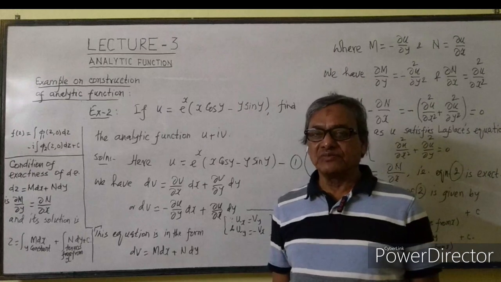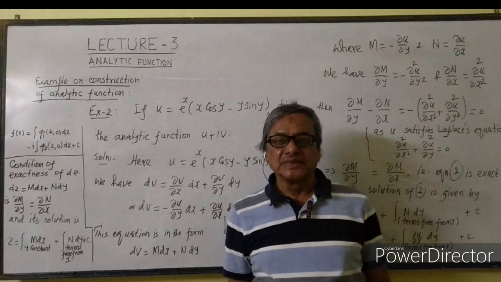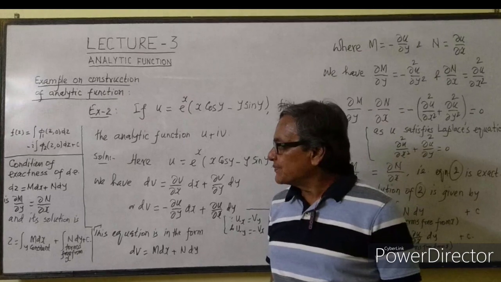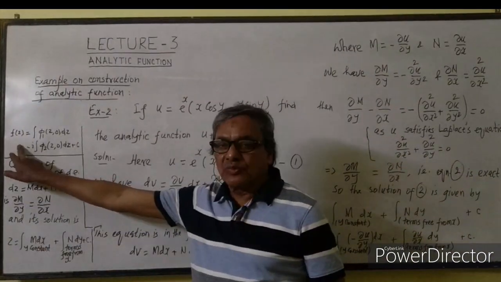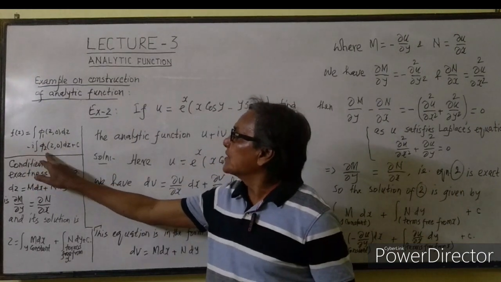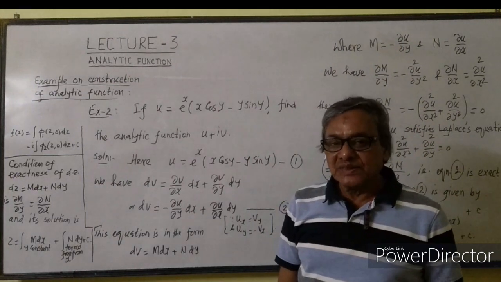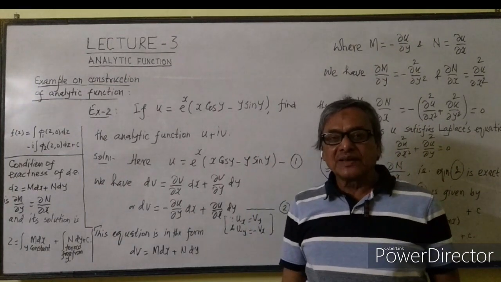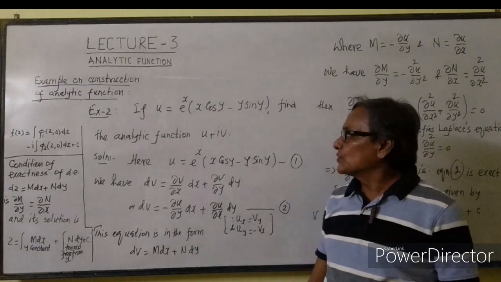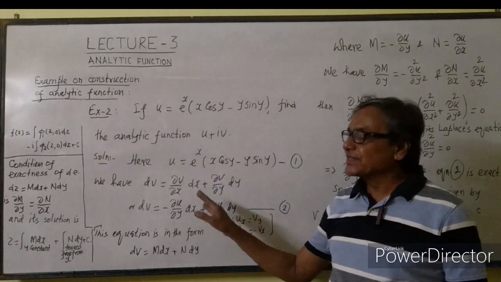In this session, we are going to solve another type of problem based on construction of analytic function. The first type of problem we have already done in lecture 2, in which we utilized the direct formula f(z) equal to integral phi 1(z, 0) dz minus i times integral phi 2(z, 0) dz plus c to construct the analytic function f(z). But in another type of problem, we have to find the analytic function f(z). If u is given, then we have to find v, so that we can write the function in the form u plus iv.